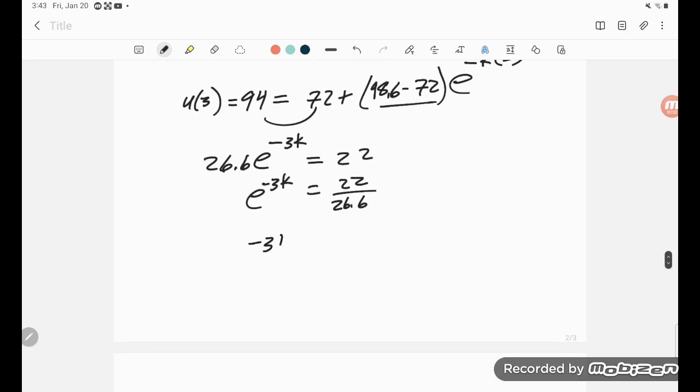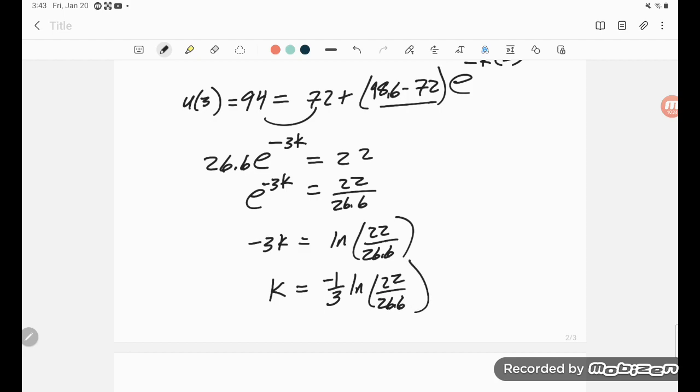That says minus 3k is equal to the natural logarithm of 22 over 26.6. And so k is equal to negative 1/3, I guess, natural log of 22 over 26.6. Well, I have no idea what that is, but I do have Desmos up on my computer.